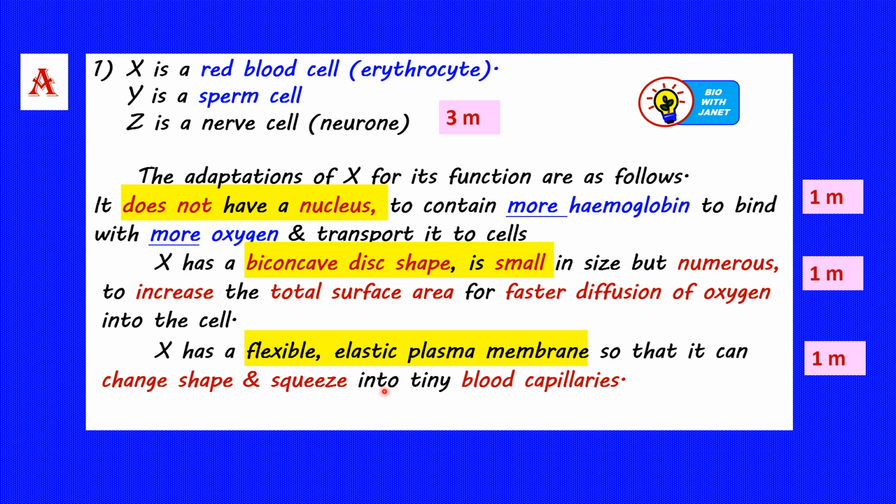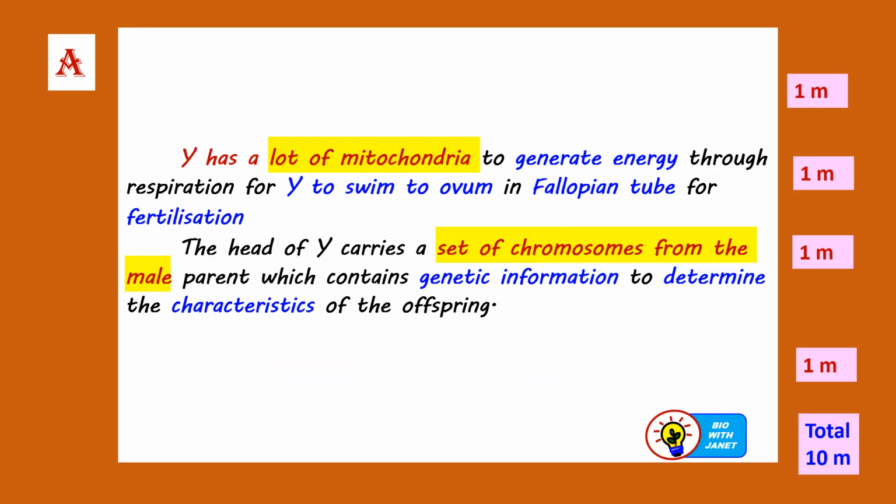Okay, the third adaptation. X has a flexible elastic plasma membrane so they can change shape and squeeze into tiny blood capillaries. Please take note that all these words in red and highlighted words, they are all the keywords. If you don't have the keywords, you may not get the mark for the question. Okay. So adaptations of X is really 3 marks. Let's go on to the other side. So let's go on to Y.